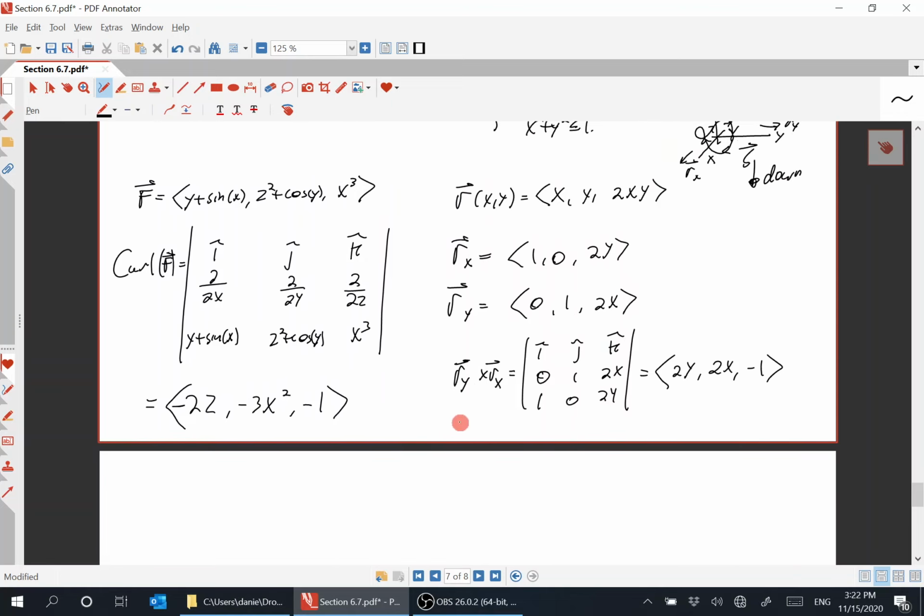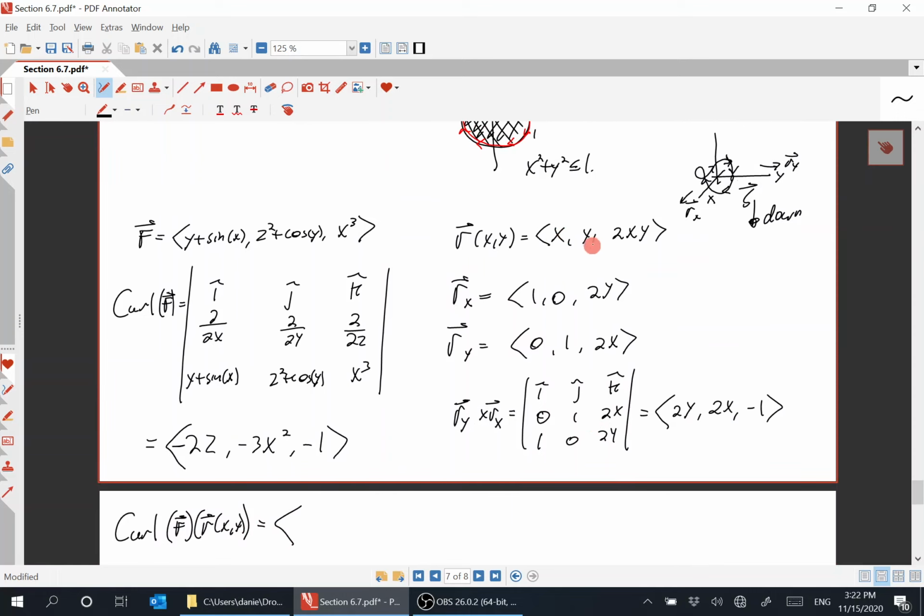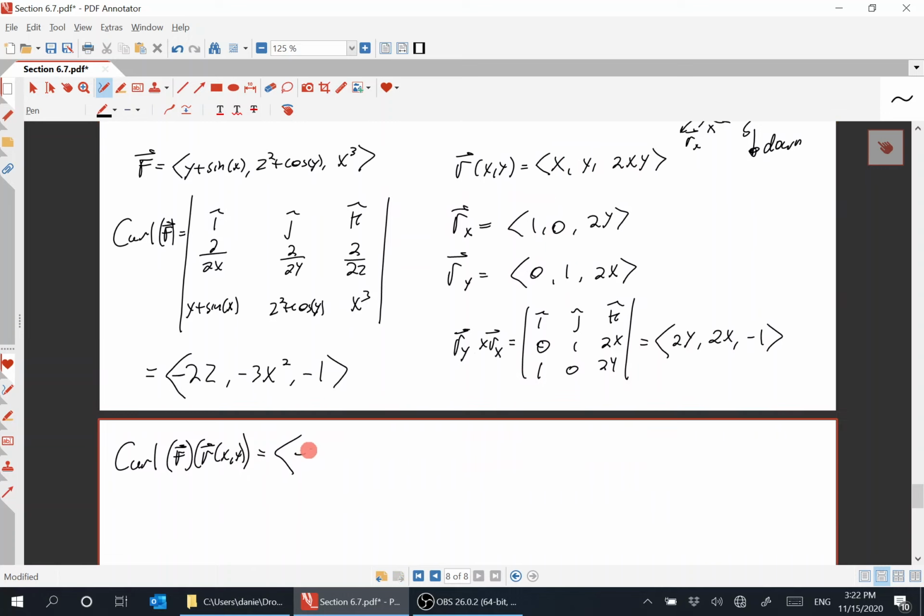Okay, so there's f. There's curl of f. There's r_x y, this is r_y cross r_x. One more ingredient: the curl of f along r of xy was equal to what? Well, x is x, y is y, and z is 2xy. So this is minus 2 times 2xy. X is x, y is y. Minus 1 is minus 1. So this is equal to minus 4xy minus 3x squared minus 1.